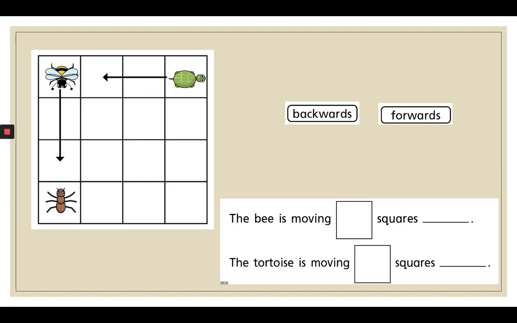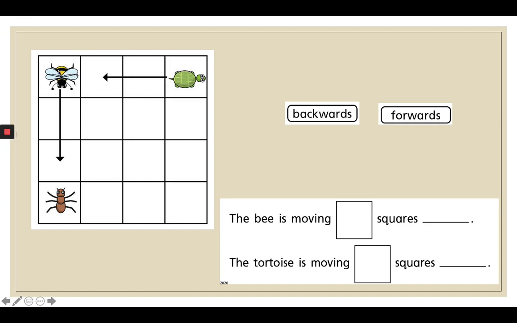Okay, so we've got some arrows, and these arrows show where the animals are moving on the grid. So we've got some sentences down here, and it's asking us to complete the sentences to describe where they're moving on the grid. So the bee is moving squares. So how many squares in what direction? Let's look at the bee.